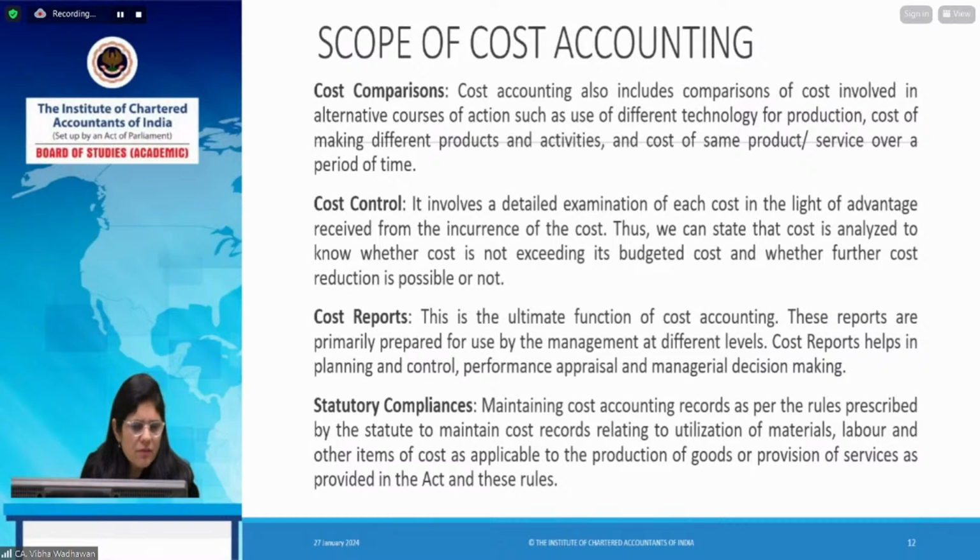Scope and how the given points are related to the topic. Scope of cost accounting means what all you will learn under cost accounting. Sham, I'll be explaining cost object later. Just wait for a while.